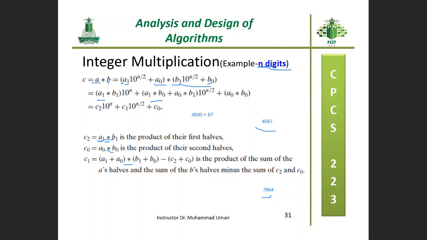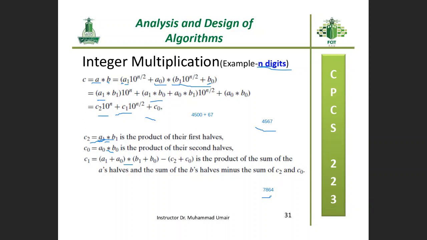So if you want to calculate the integer multiplication using divide and conquer, you have to memorize this formula: C2 into 10 raised to the power n plus C1 into 10 raised to the power n by 2 plus C0. And what are C2, C1 and C0? They will be calculated as A1 into B1, A0 into B0, and C1 will be calculated using this formula. Is that clear?